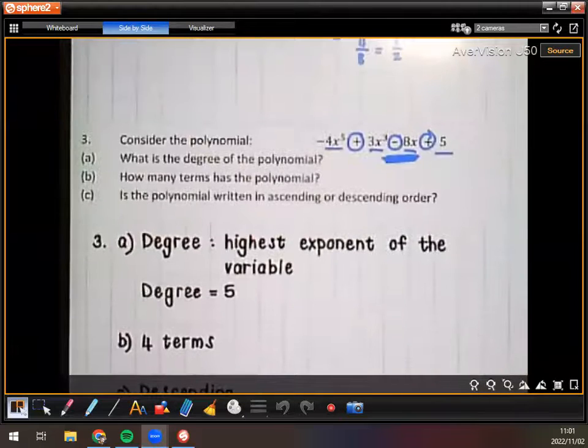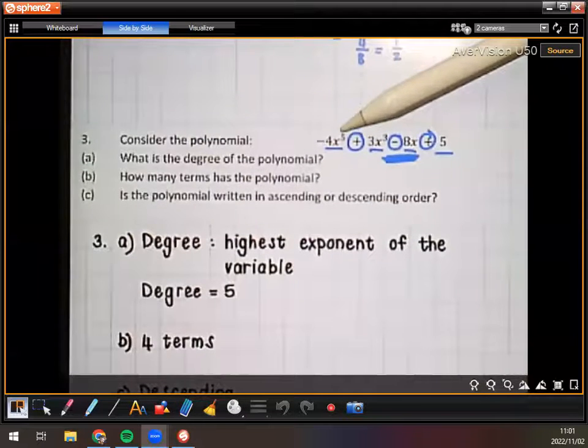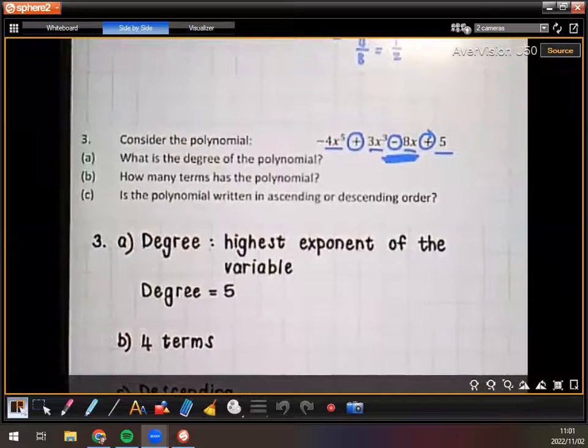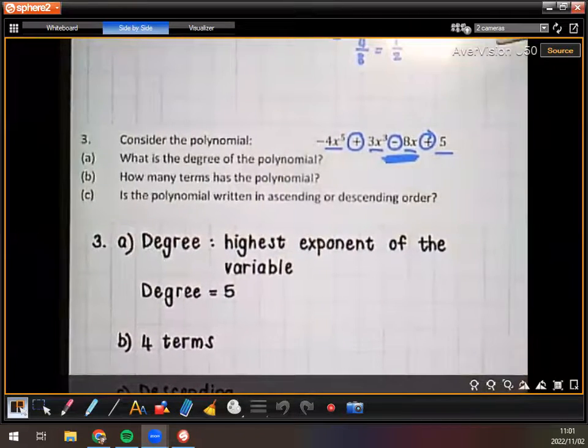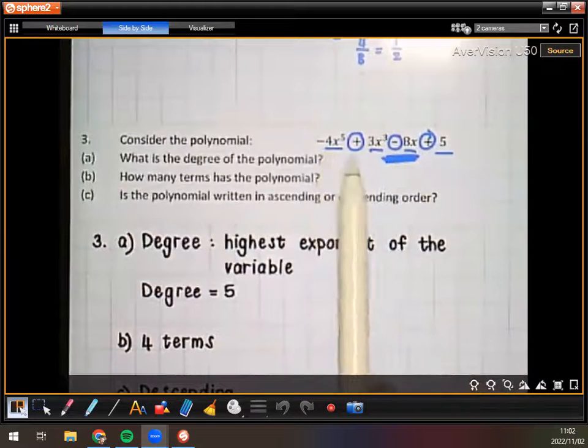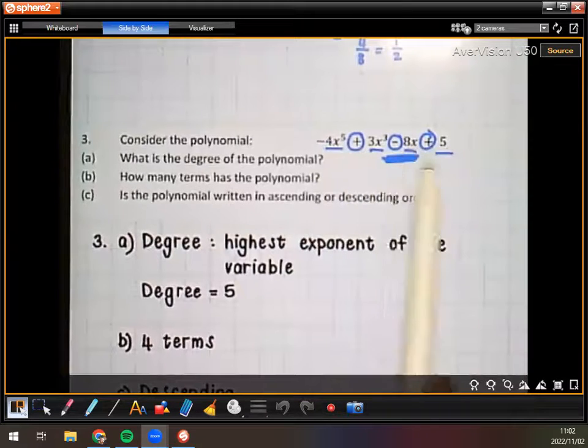Because you're looking at the exponent of the variable. 5 and then 3 and then 1 and then 4. So you're not looking at the actual numbers, you're looking at the exponent. Well, not really, because you have a negative 4 and a 3 and then an 8. It's like that. Oh, yeah.